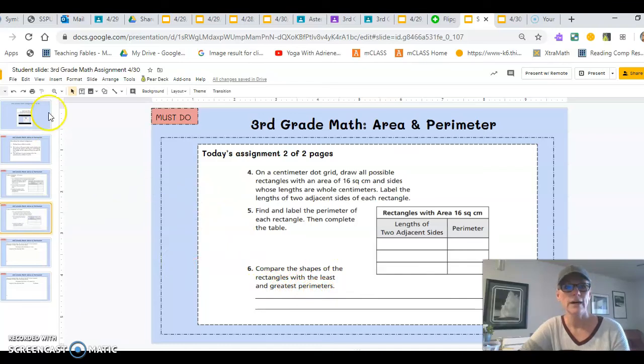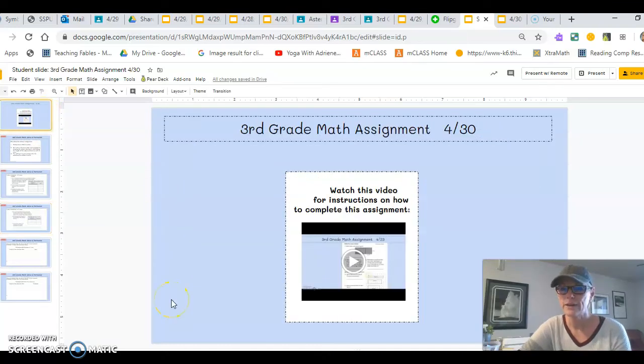Okay. I hope that you're getting a real strong understanding of area and perimeter. We've worked a lot on this, and we're going to move into more challenging comparisons as soon as you have a better idea and understanding of perimeter and area. And we're almost there.